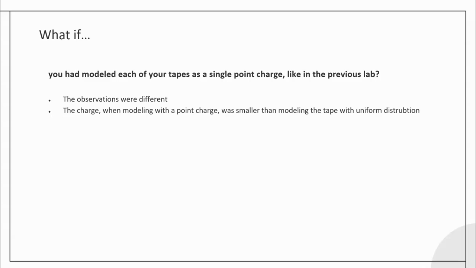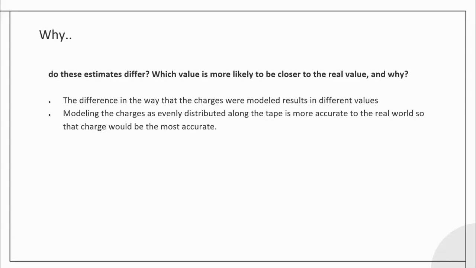So what if we had modeled each of the tapes as a single point charge like in the previous lab? The observations would be different. The charge when you're modeling it with the point charge was smaller than when you're modeling it with a uniformly distributed charge. And these estimates do differ, but why do they differ?